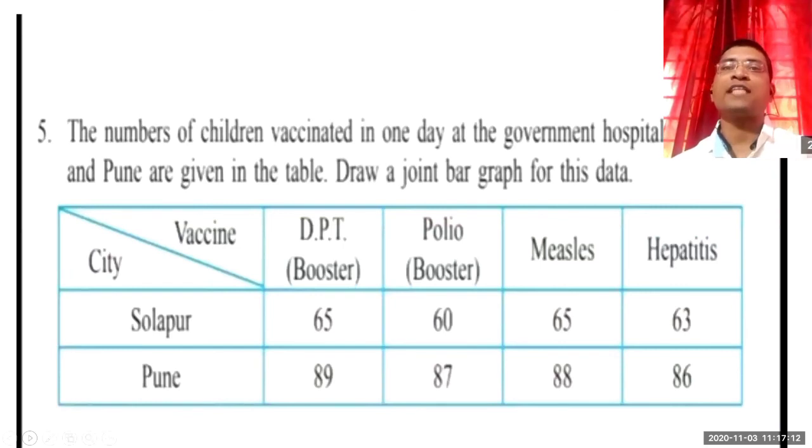So these vaccines are given in the hospitals in Solapur and Pune. DPT vaccine in Solapur is 65, Pune 89. In this way, with the given information, we will draw a joint bar graph with the help of this data. Okay, look at the next slide.